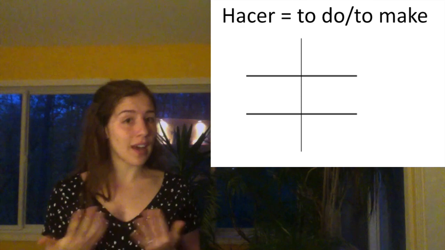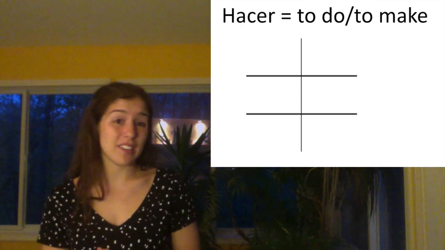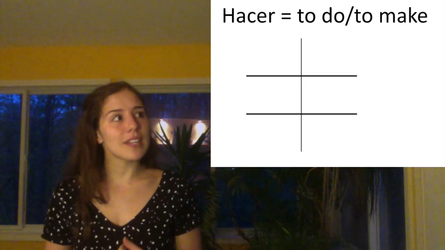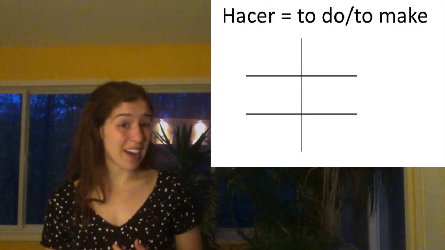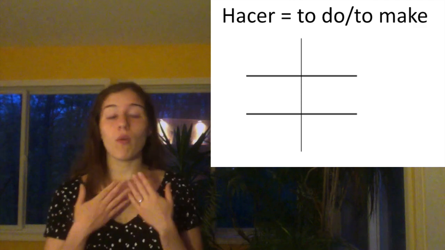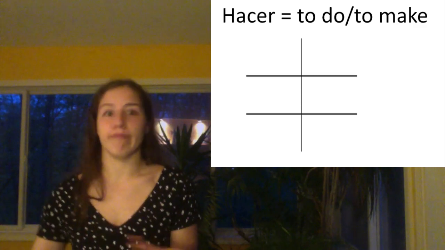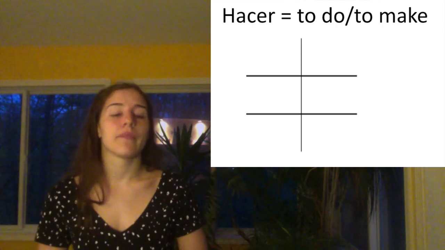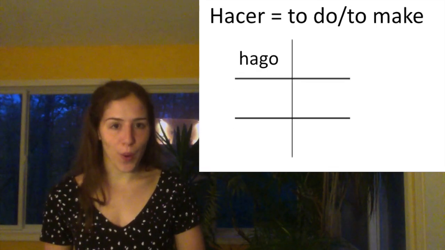Now that we know what our regular verbs sound like, let's look at those verbs that have a little extra something to them. Our first one is hacer. Last week I told you that hacer has two meanings. It can mean to do or it can mean to make. So let's look at what it means when we conjugate it. If we want to say I do my homework or I make a movie, we would say hago.